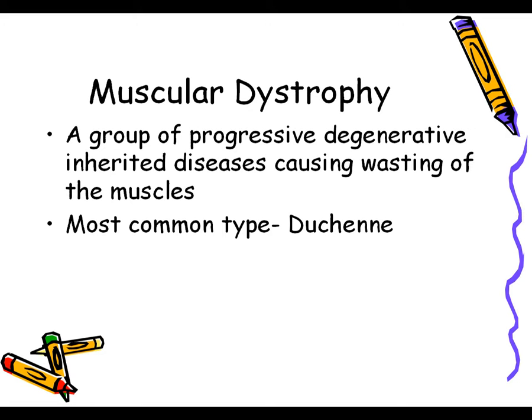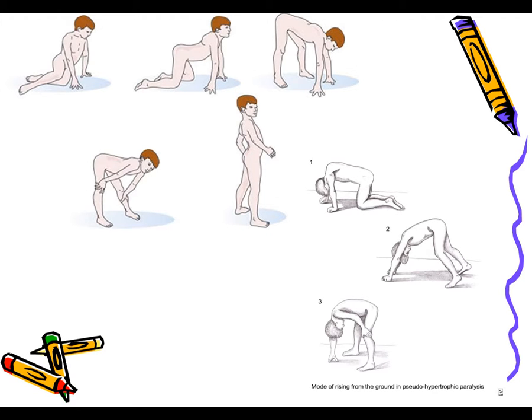For muscular dystrophy, a group of progressive degenerative inherited diseases causing wasting of the muscles, the most common type is the Duchenne. Muscular dystrophy, that's on page 1161. And this is the Gowers sign, where the pelvic and the trunk muscles are weak. It's just two sets here showing the different movements. The child with muscular dystrophy must use a series of maneuvers to rise from a sitting or lying position.